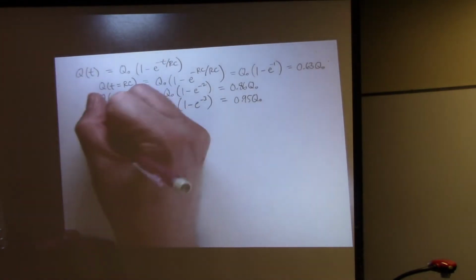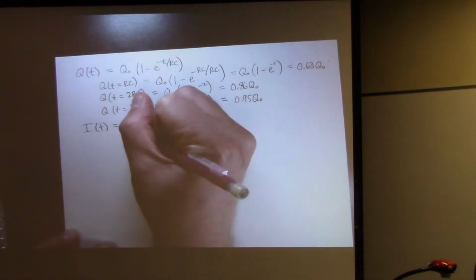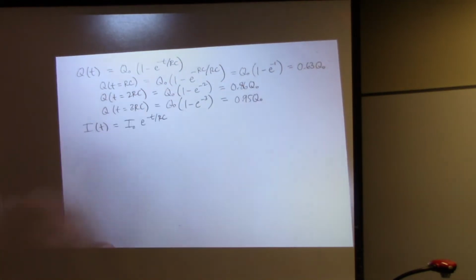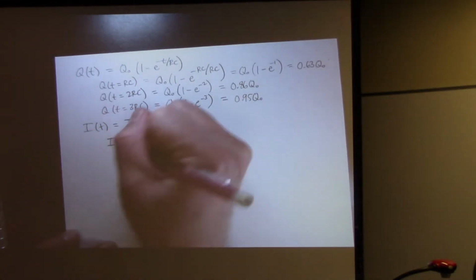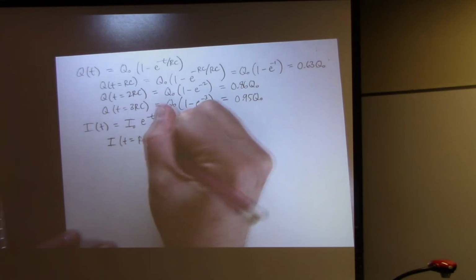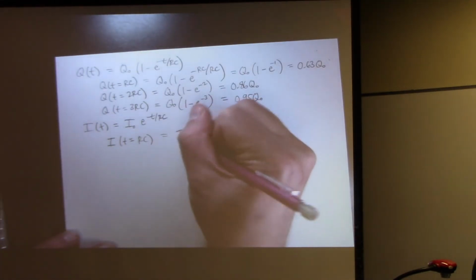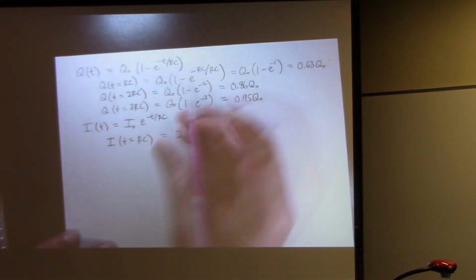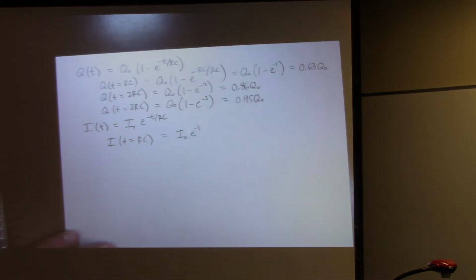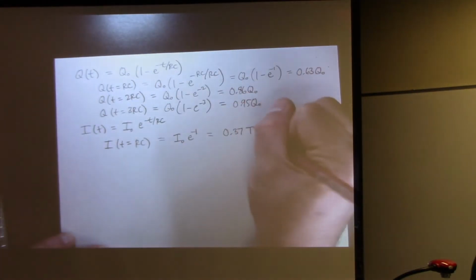Now let's do the same thing with current. Current as a function of time is I naught e to the minus t over RC. And so what does this look like when we plug in RC for the time? Well, here, let's see. We have I naught, and then if I plug in RC for the time, I just get e to the minus 1. And that's actually 0.37 I naught.